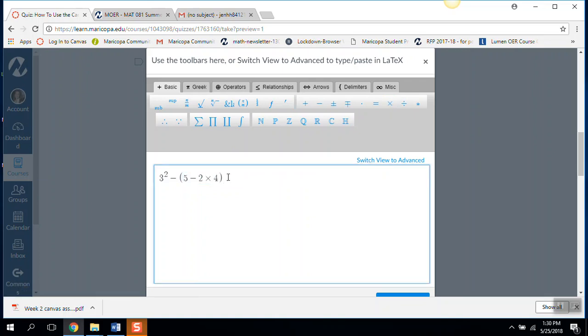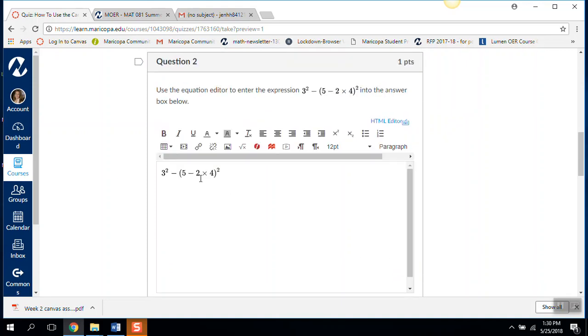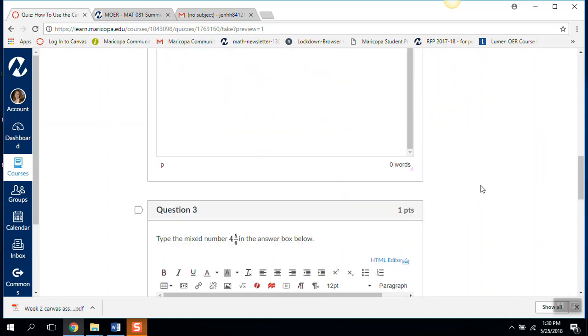Then I'm going to click outside the parentheses and use the superscript button again for the exponent of 2. Then I'm going to click on Insert Equation, and I'm just going to check and verify that my expressions match.